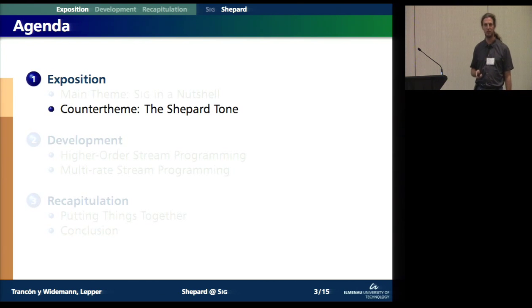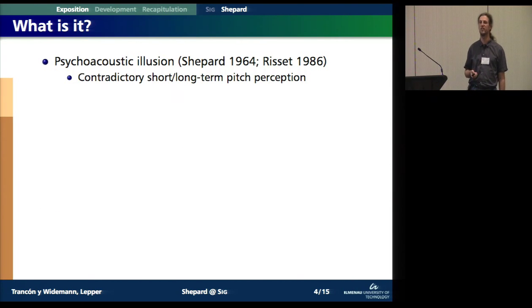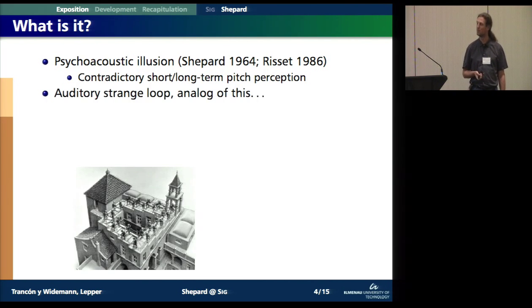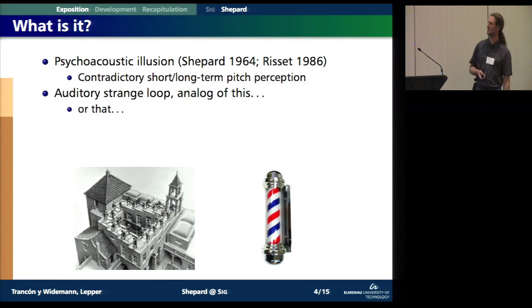Now, the application we're using is the so-called Shepard Tone. The Shepard Tone was invented as an acoustic illusion to create the impression of different movements in pitch on the short and on the long time scale. So it's sort of an auditory strange loop, something like this famous Escher picture, or more accurately like staring at a barber pole.